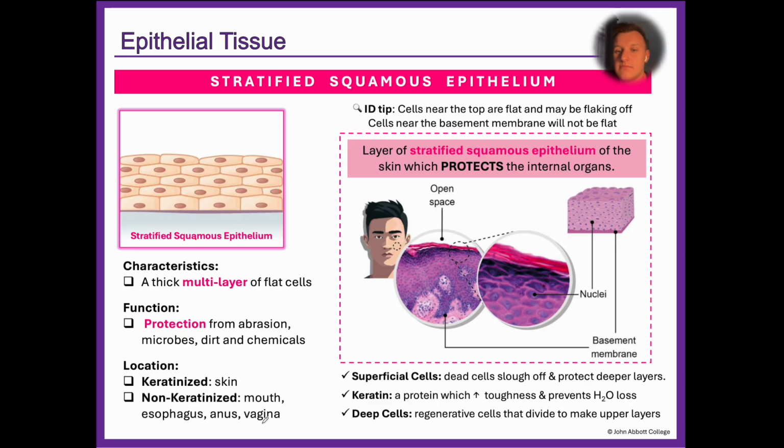So identification tips for this one: cells near the top layer are flat and they may be flaking off. So this is the keratin, that's the keratinized layer that's flaking off.